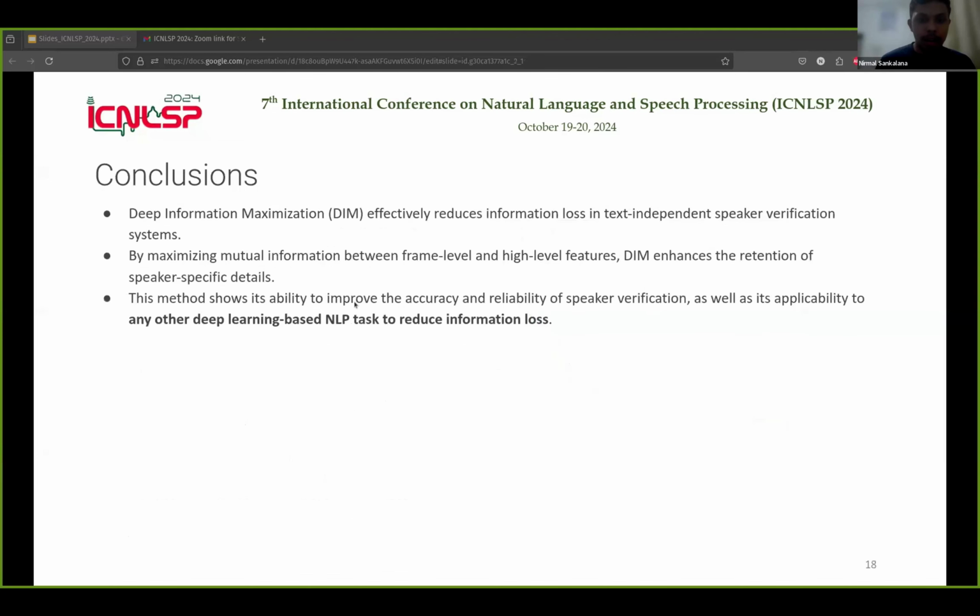When it comes to our conclusion, we can say that Deep Infomax can effectively reduce the information loss in text-independent speaker verification, and not only text-independent speaker verification, but it can also be used to mitigate information loss in several deep learning tasks.